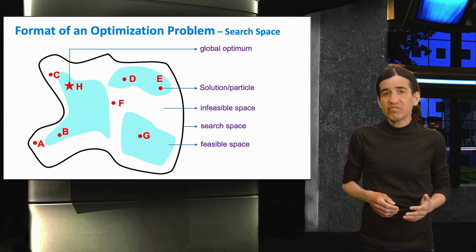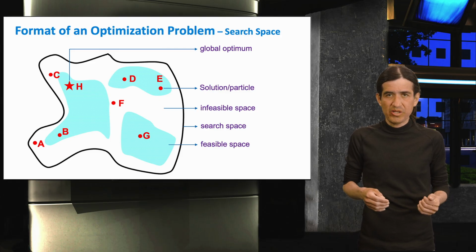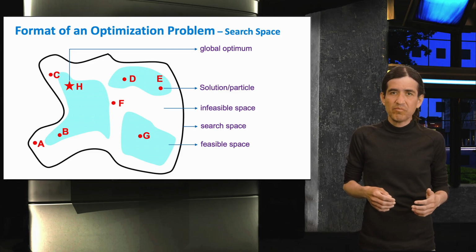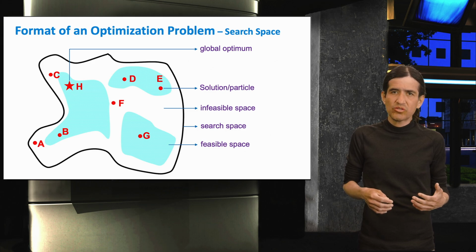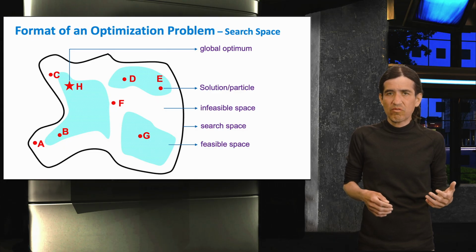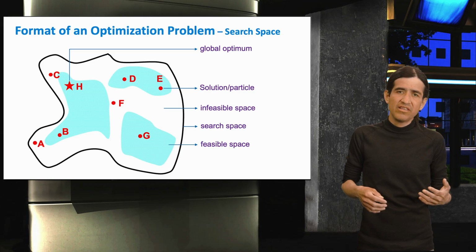The other regions within the border and in white are still part of the search space and can have an optimum in them, but they encompass infeasible solutions due to constraint violation. For instance, a solution that requires more power than what a generator can physically deliver.